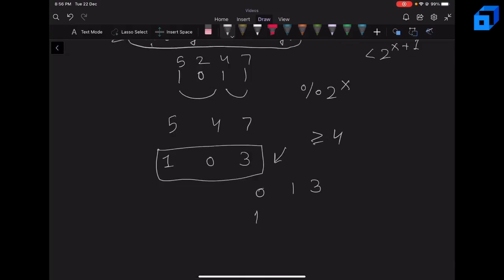Now we take left pointer here and right pointer here. So we check our sum. The sum is less than 4. So we move our left pointer because we want to increase our sum. Now our sum is greater than or equal to 4, right?